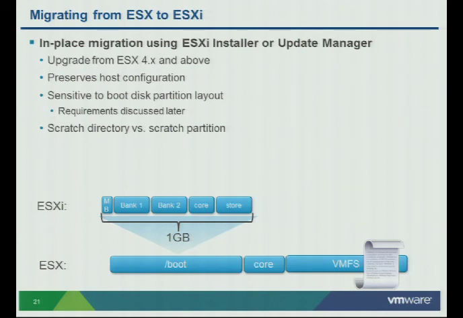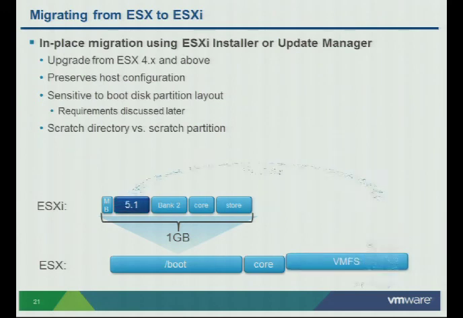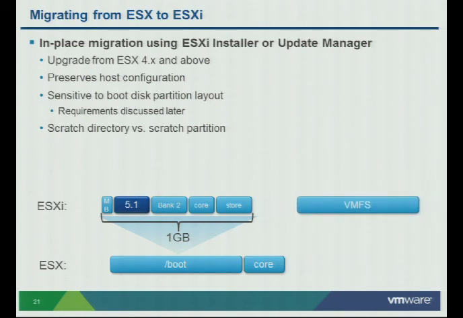So we take that boot partition, we break it out into our ESXi partition table, and then once we do that, we install ESXi. So we'll install 5.1. We'll go ahead and restore the configuration, and then we just keep the existing VMFS. So you'll notice here there's no scratch partition, and that VMFS is VMFS3 because this is a 4.x box.